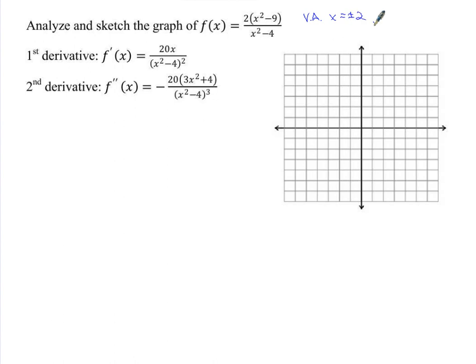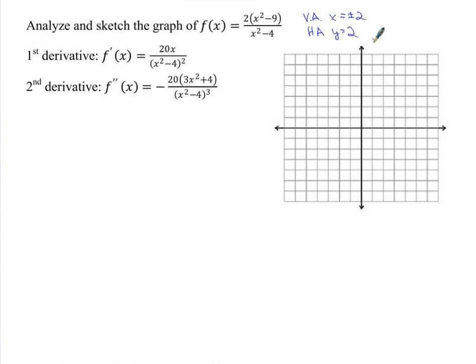For horizontal asymptotes, in order for there to be a horizontal asymptote, the degree of the numerator needs to be less than or equal to the degree of the denominator. And in this case, the degree of the numerator and the denominator are the same. So in that case, we take the leading coefficients of the numerator and the denominator and divide them out. When we do that, we have 2 divided by 1, which is just 2. So we have a horizontal asymptote at y equals 2. There are no slant asymptotes here because the degree of the numerator is not exactly 1 more than the degree of the denominator. Plus, we already have a horizontal asymptote.